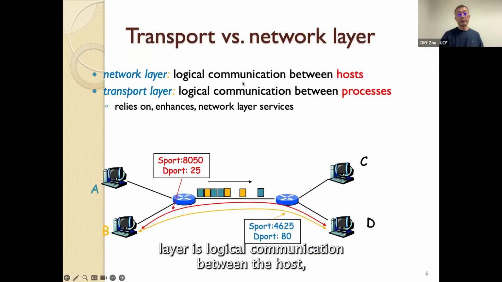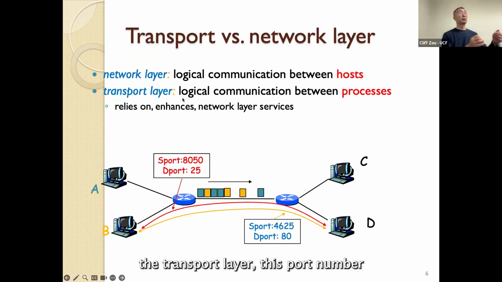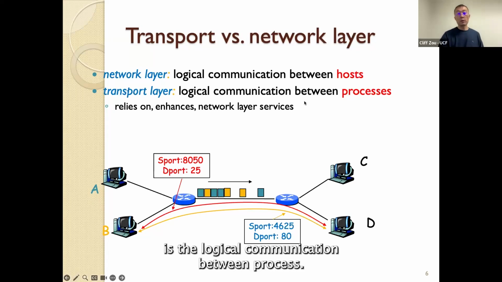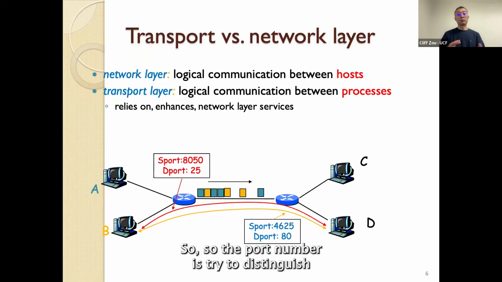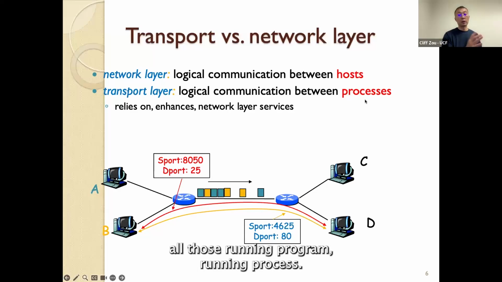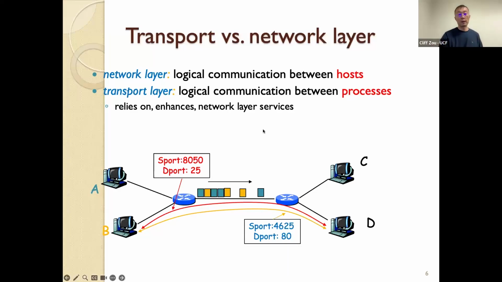So the network layer is logical communication between hosts. The transport layer, with this port number, is the logical communication between processes, because on a computer, each network application is running in a process. So the port number is trying to distinguish all those running processes.